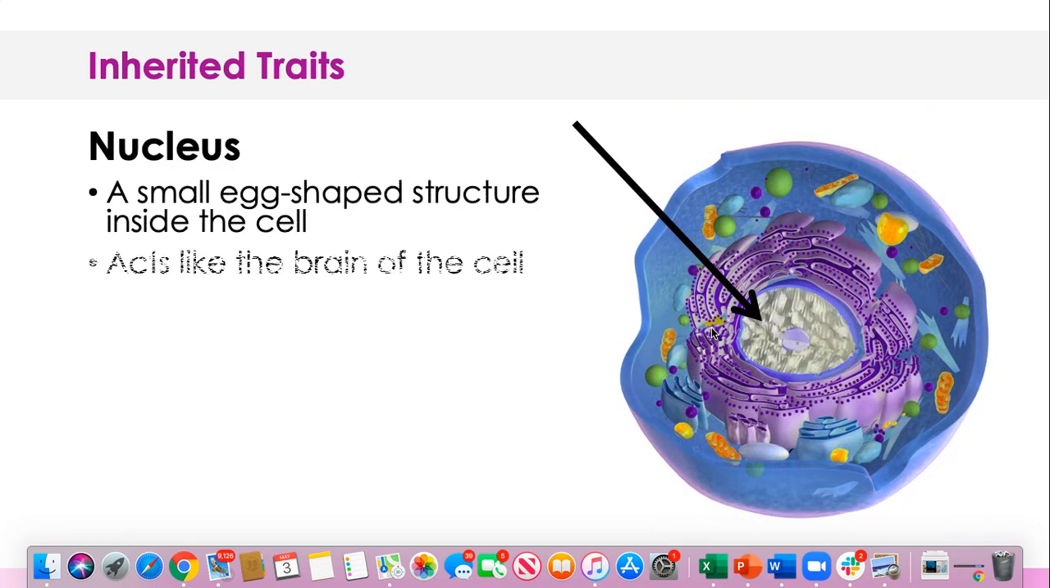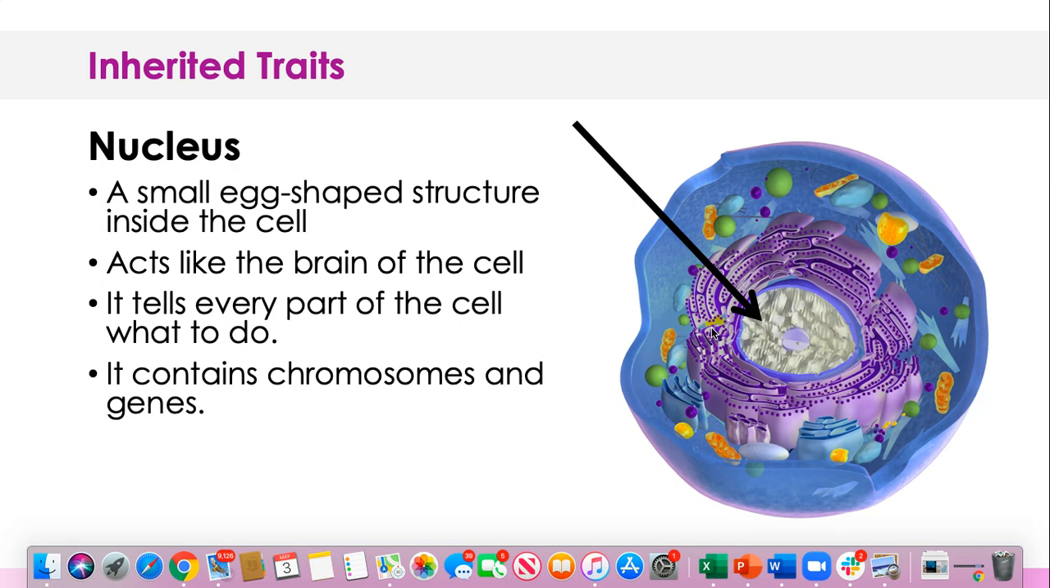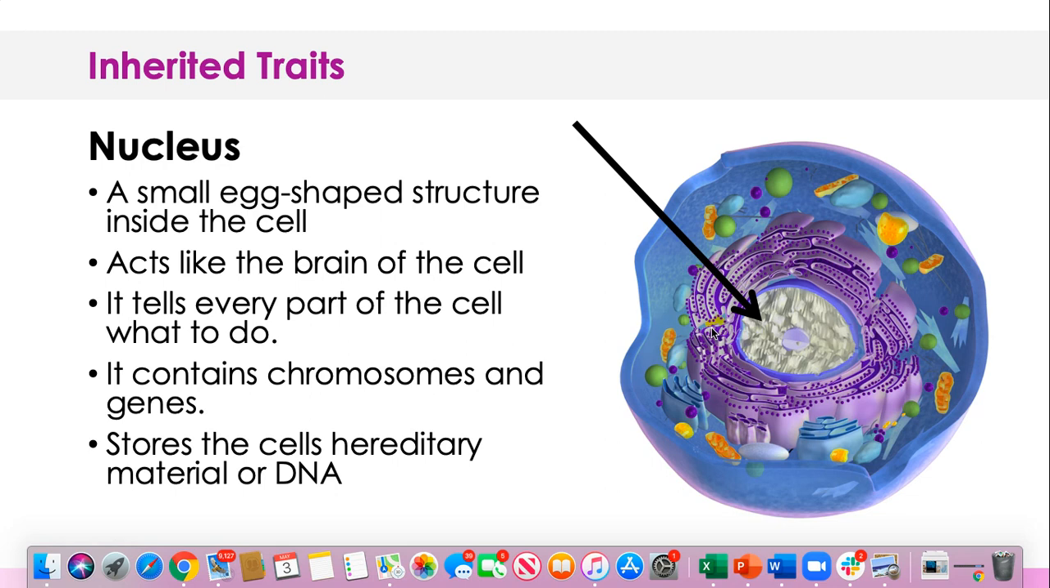So remember the nucleus. We talked about this when we were going over organelles, right? A nucleus is an organelle inside of a cell. It's a small egg-shaped structure that acts like the brain. It tells everything what to do, and it contains the chromosomes and genes. It also stores the cell's hereditary material, or DNA. That's the new part. We talked about what the nucleus does, but we never said what it stores. It stores hereditary material, also known as your DNA. That's important to remember.